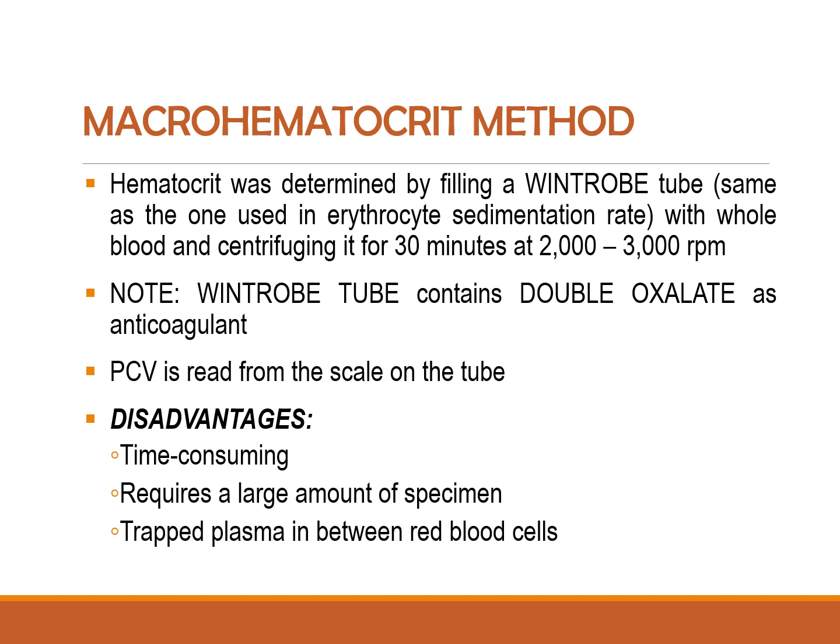In terms of the disadvantages brought about by this method, we have three, as mentioned previously. First, the method is time consuming because it requires 30 minutes to spin the samples. Second, it requires a large amount of specimen. And third, there is presence of trapped plasma in between red blood cells for the reason that the tube being used for this method is bigger compared to the tube used in the microhematocrit method.